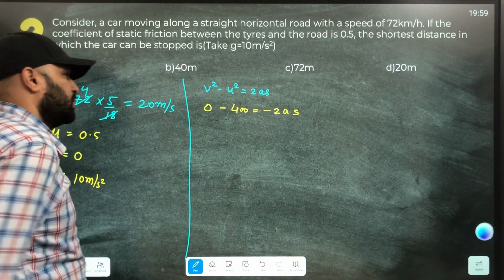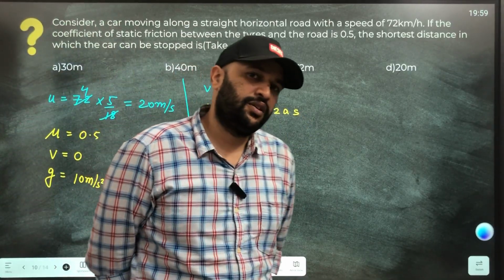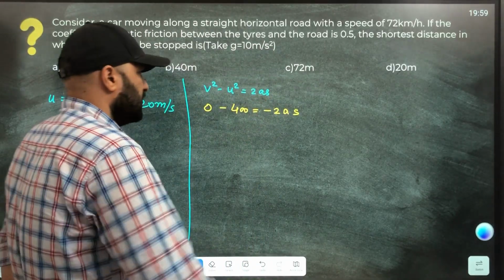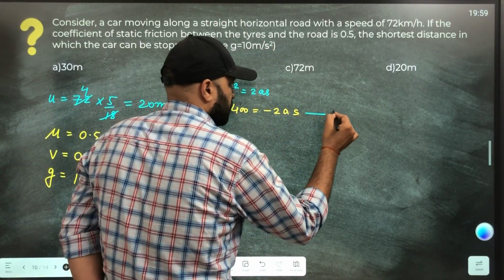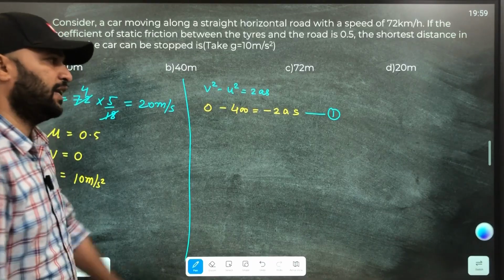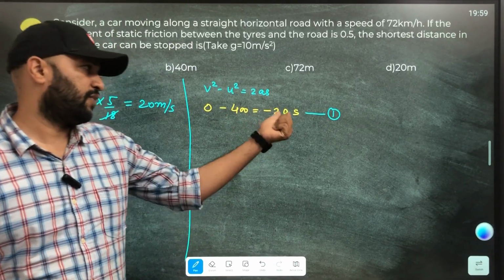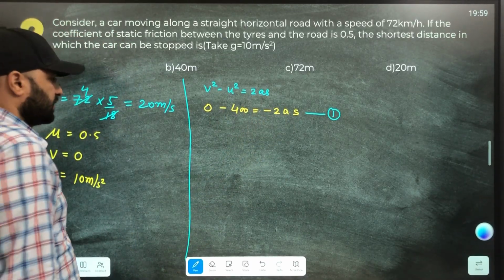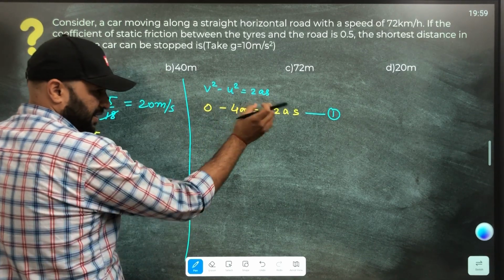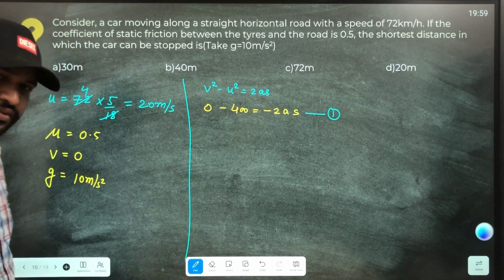In this particular equation, there are two unknowns. One is acceleration and another one is distance, right? So let's keep it as equation 1, because we can't find two unknowns with one equation. So we have to find the acceleration. This retardation we can find because of the frictional force.